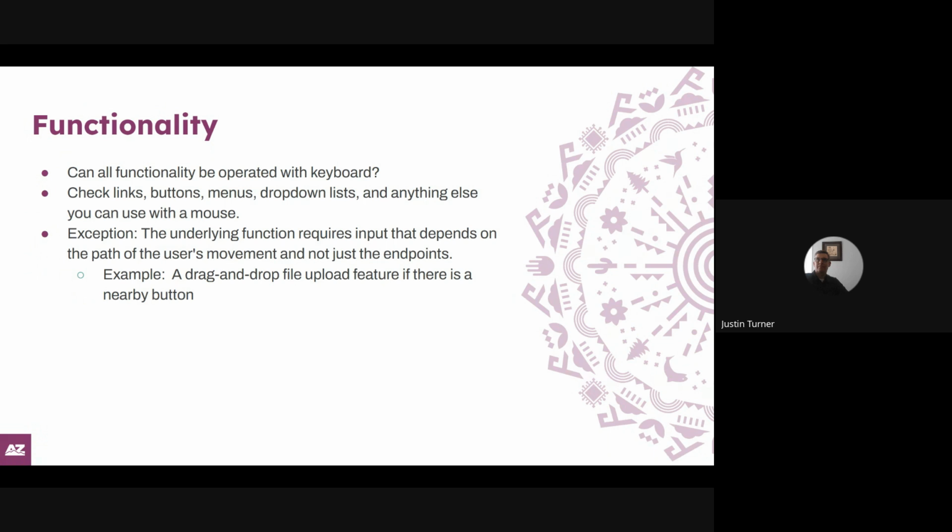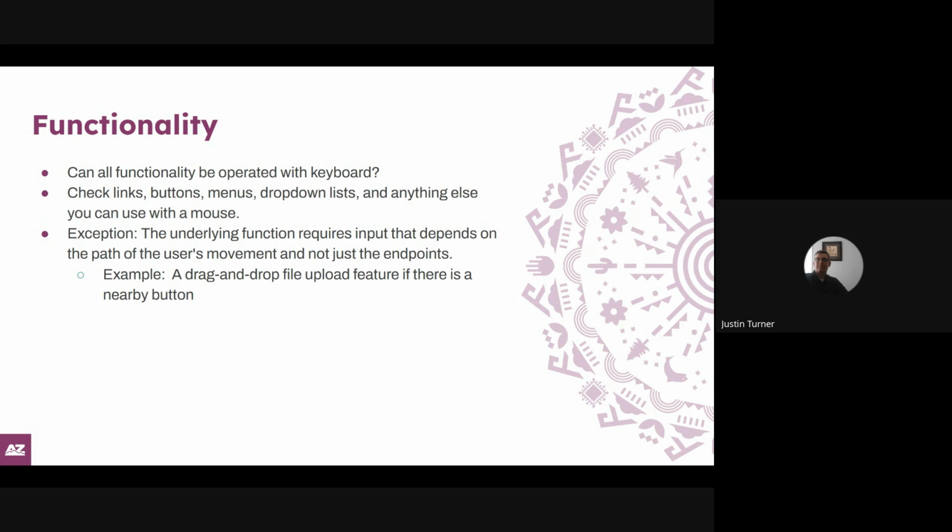And of course, always check all the underlying functions of what a user is trying to do. Don't just check, hey, can I access the form fields and hit the submit button? Fill out the form. If there's a date field, see if you can navigate both typing in a date as well as using your arrow keys to select the day, month, and year, or however that field is formatted.